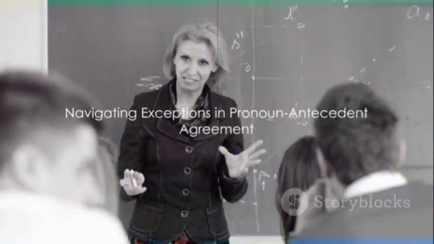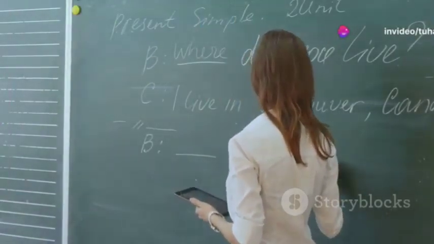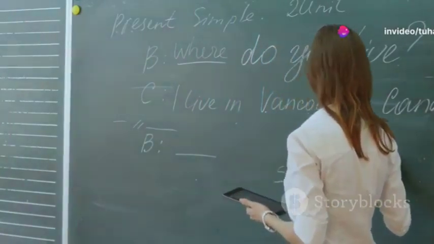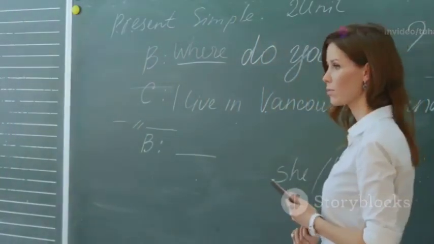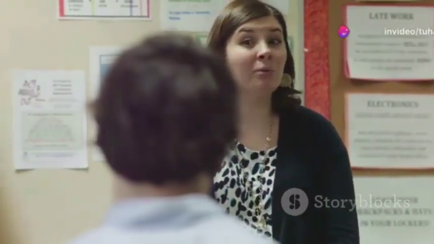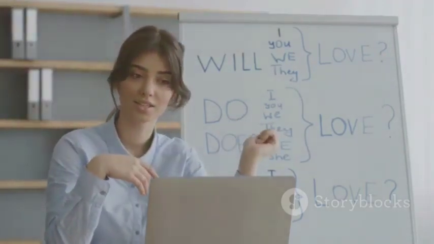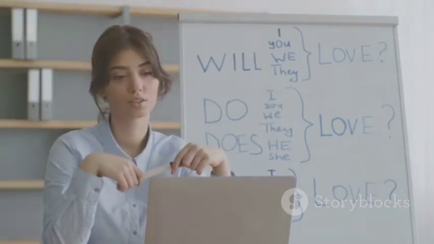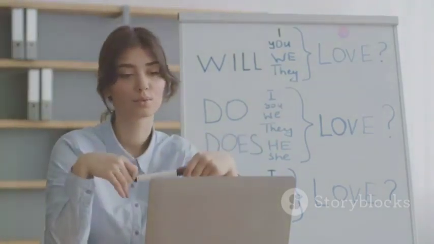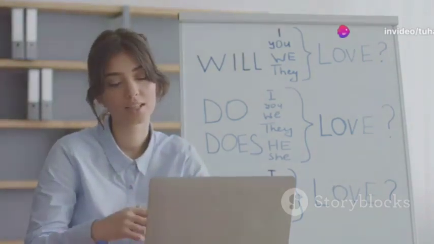But wait, there are exceptions here too. Just when you think you've got the hang of pronoun-antecedent agreement, the English language throws a curveball. One of these curveballs comes in the form of indefinite pronouns. These are words like anyone, everyone, someone, and the like. Even though they seem to be referring to more than one person, they are actually singular. So, if we're using an indefinite pronoun as an antecedent, we need to use a singular pronoun to agree with it. For example, everyone should bring their umbrella is incorrect. It should be, everyone should bring his or her umbrella.